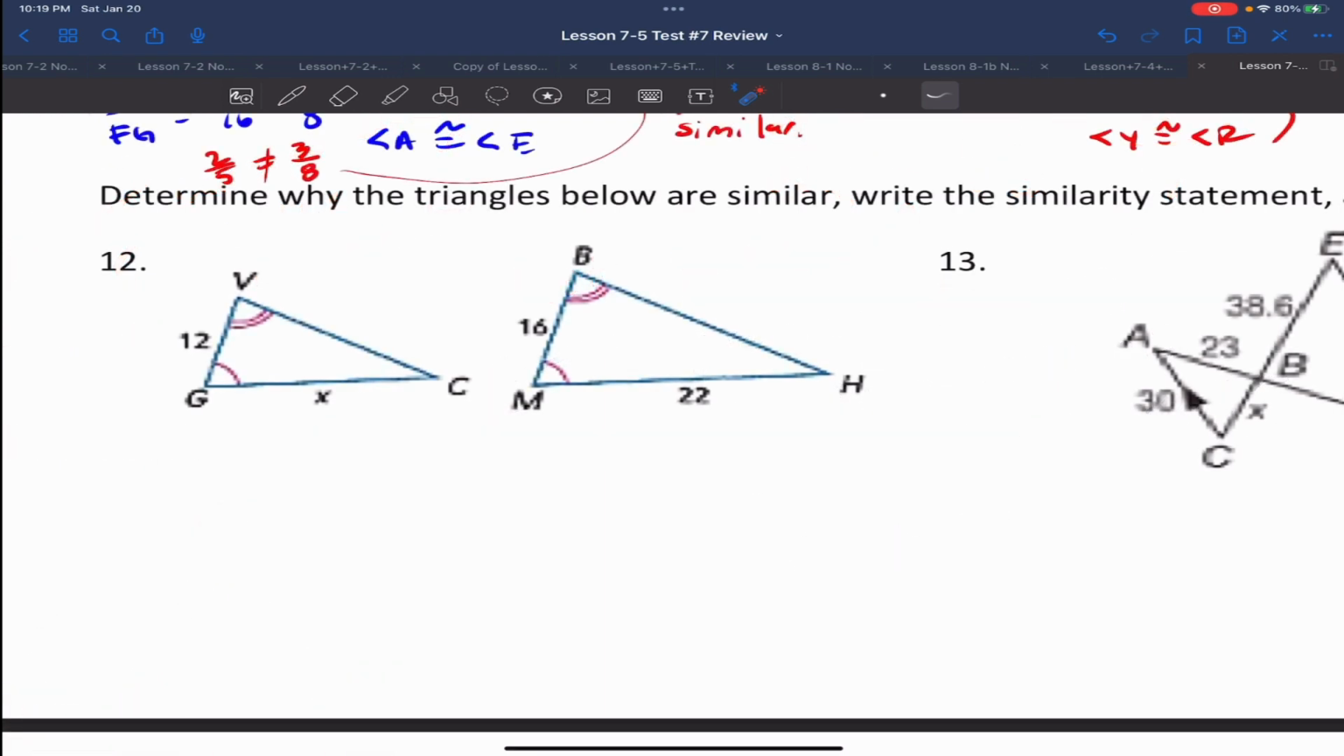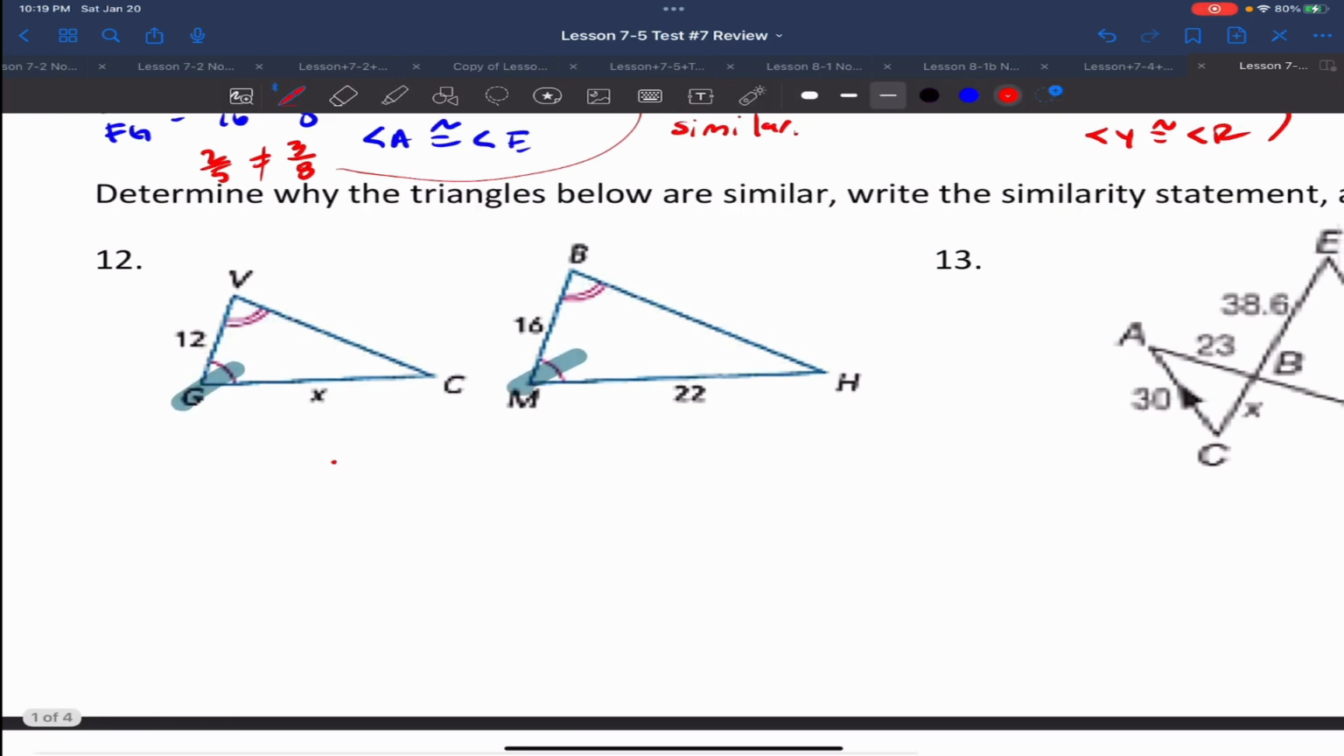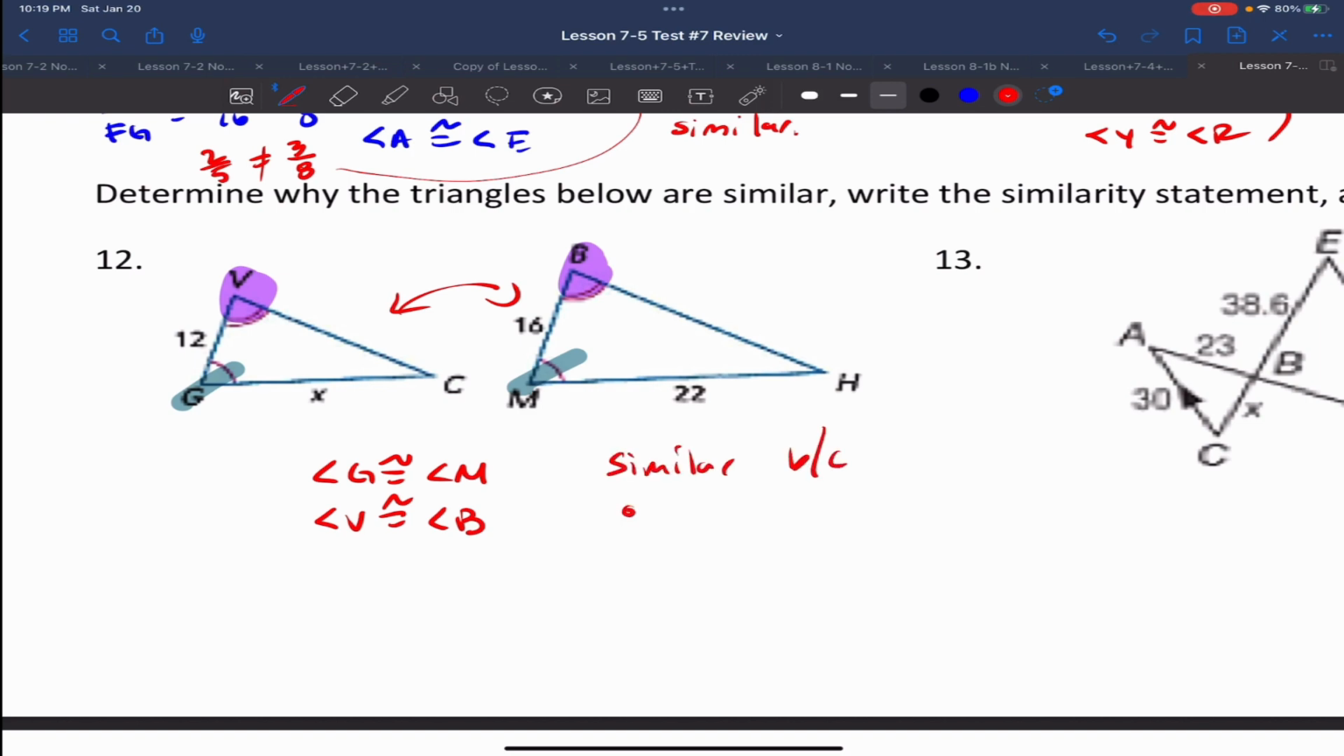For instance, number 12, I got these two triangles. Are these two triangles similar? I can see that angle G is congruent to angle M. And I can see that angle V is congruent to angle B. So if I have two pairs of corresponding angles that are congruent, then I can say that these two triangles are similar because of the angle-angle similarity.